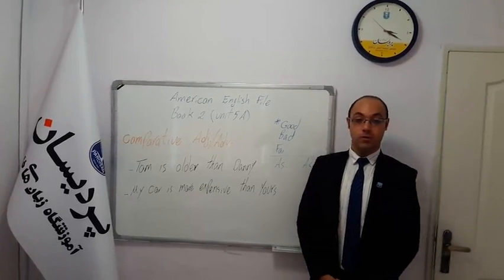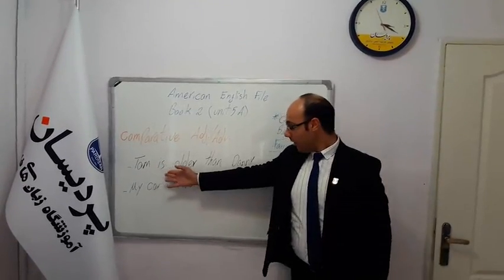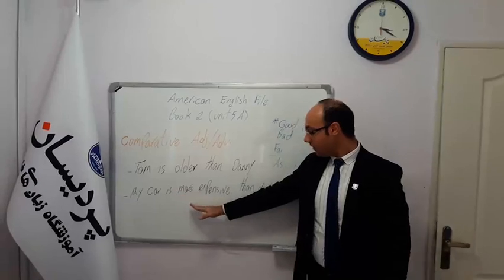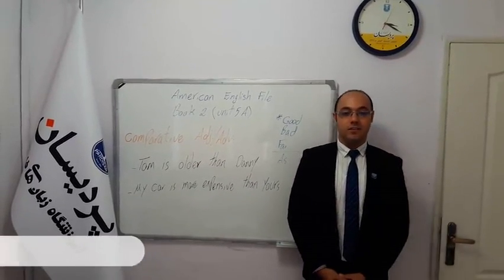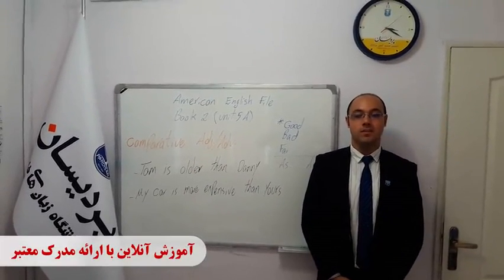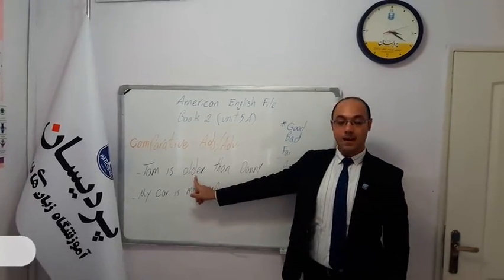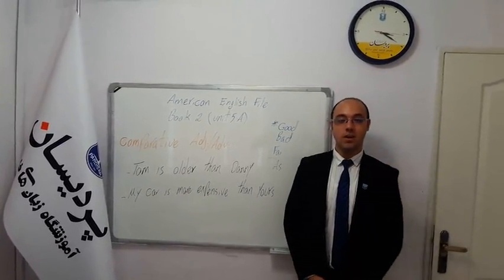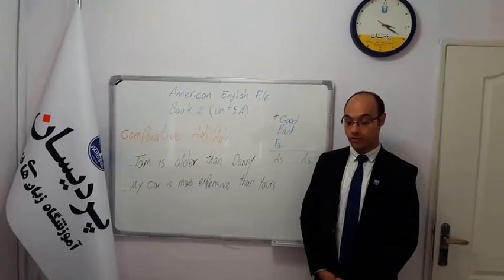There are some rules for comparative adjective. For example, look at this sentence. Tom is older than Danny. Or, my car is more expensive than yours. If our adjective is short, I mean if it contains one syllable or two syllables, we add er at the end of our adjective. Old, older. Young, younger. Tall, taller. Short, shorter.